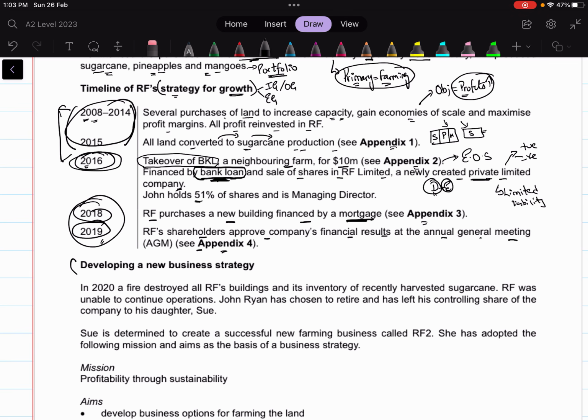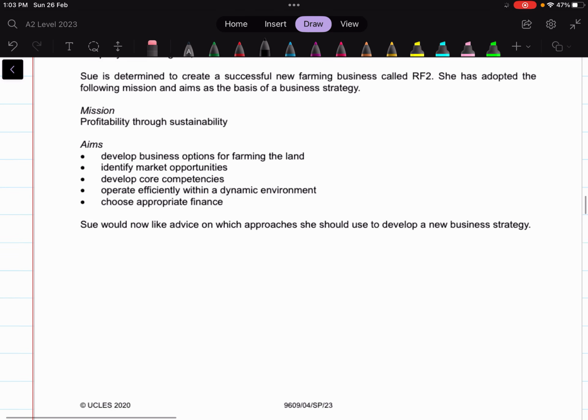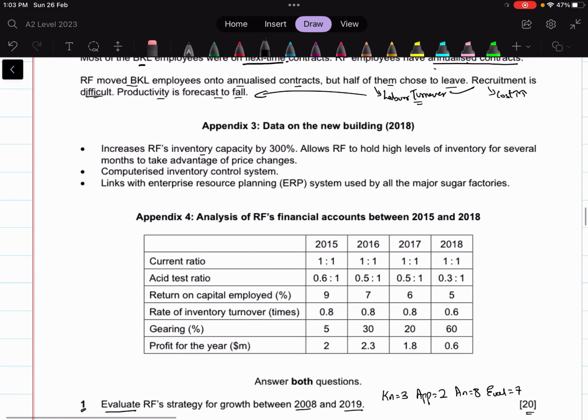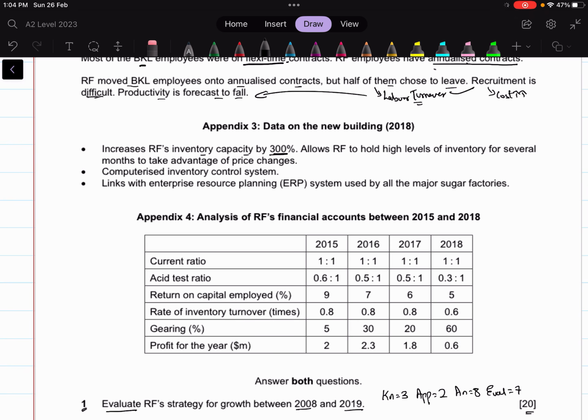So this paragraph is not advised for you to read right now because this is relatable to question number 2. So we'll move towards appendix 3 and appendix 4. Increases RF's capacity. The new building that was purchased increases RF's inventory capacity by 300%. Allows RF to hold high levels of inventory for several months to take advantage of price changes.